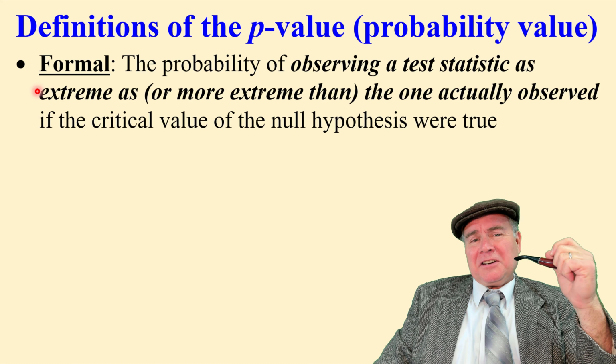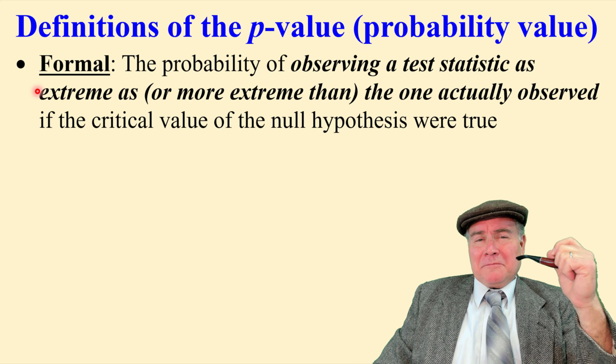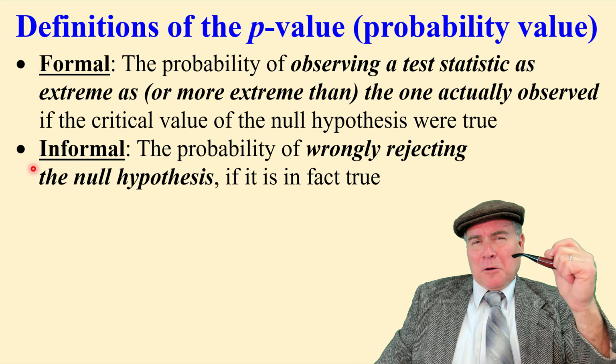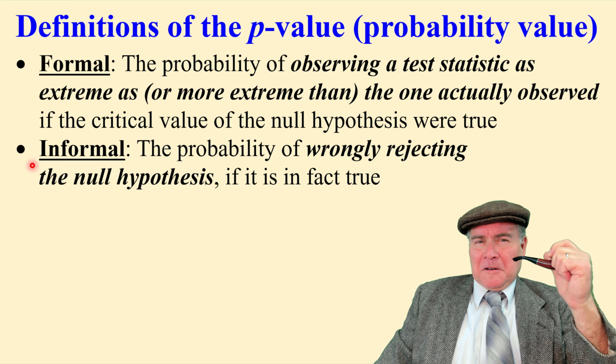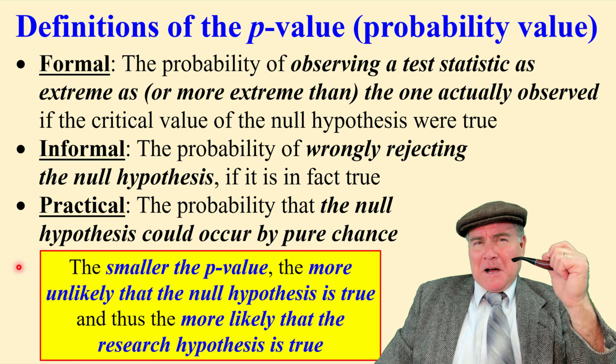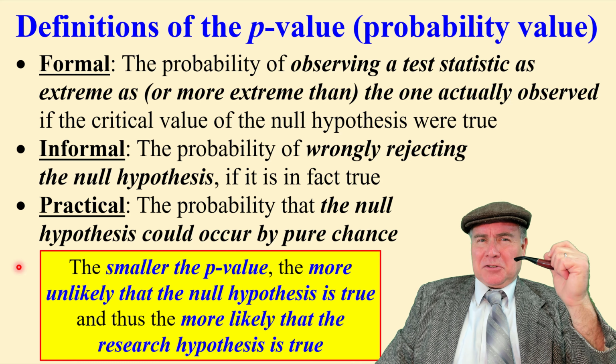Here's a formal definition of the p-value. The probability of observing a test statistic as extreme or more extreme than the one actually observed if the null hypothesis were true. More informally, the probability of wrongly rejecting the null hypothesis if it is in fact true. A practical definition is the probability that the null hypothesis could occur by pure chance. The smaller the p-value, the more unlikely that the null hypothesis is true, and thus the more likely that the research hypothesis is true. Here's an example.